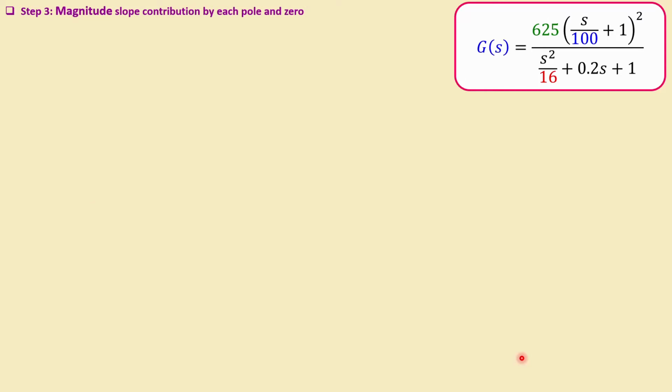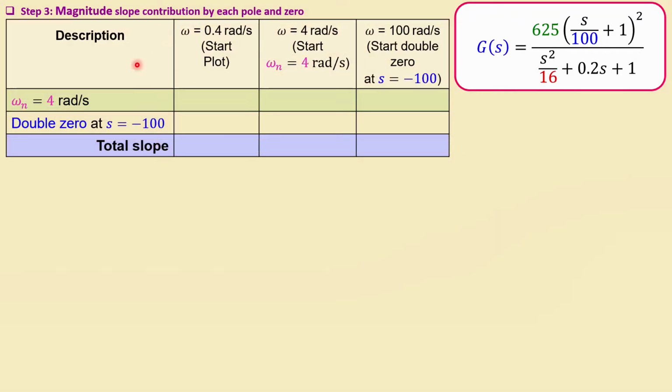Okay, now step 3 is determining the slopes, and specifically the magnitude for each pole and zero. So how much contribution I get for each pole and zero. This is a description that was already also discussed in the previous examples.